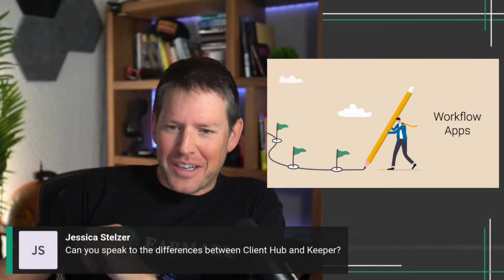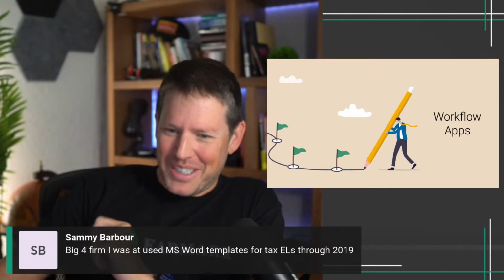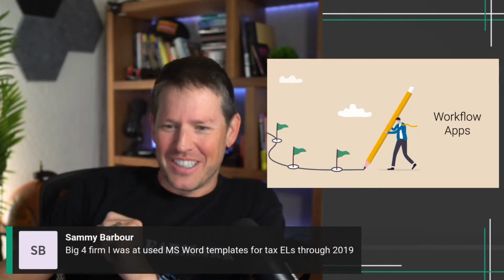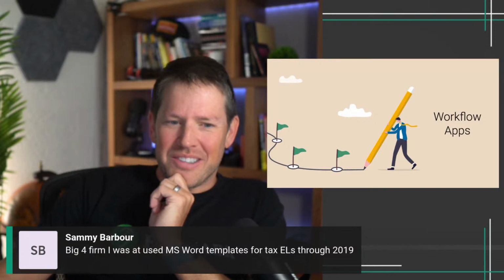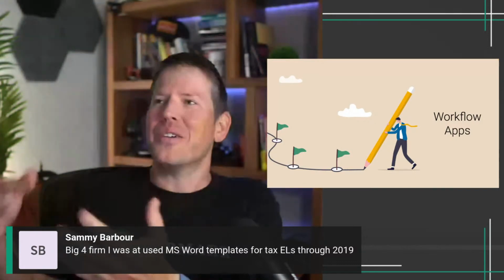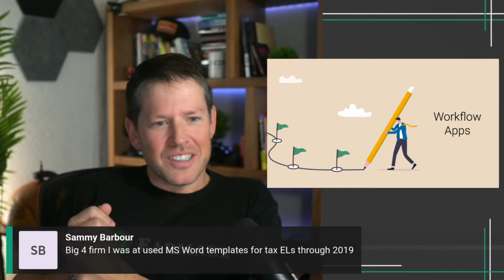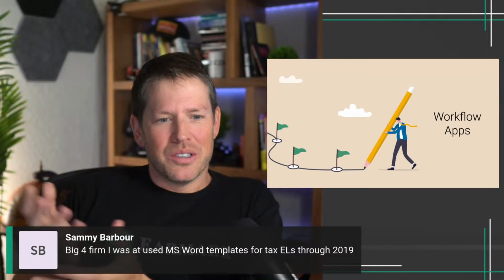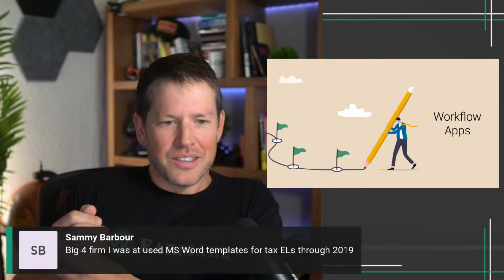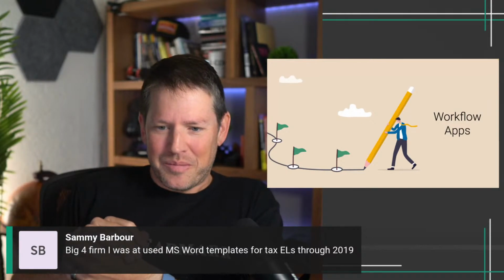Going back to engagement letters, Sammy says, big four firm I was at used MS Word templates for tax ELs through 2019. Amazing. And Microsoft Word. And these are firms that you hear in the headlines, oh, we invested $1 billion in technology. So you invest $1 billion in AI technology, but you still use Microsoft Word for your engagement letters. What is going on here? It makes me a little skeptical.